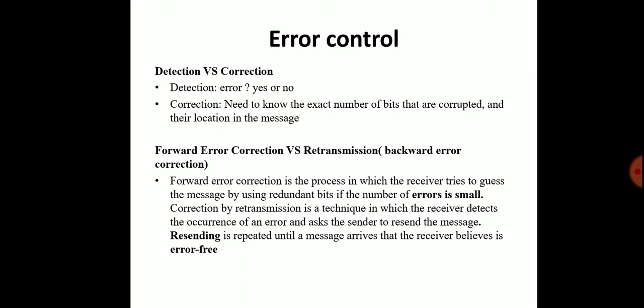Forward error correction is a process in which the receiver tries to guess the message by using redundant bits, that is duplicate bits, if the number of errors is small. Correction by retransmission is a technique in which the receiver detects the occurrence of an error and asks the sender to resend the message. Resending is repeated until a message arrives that the receiver believes is error free.